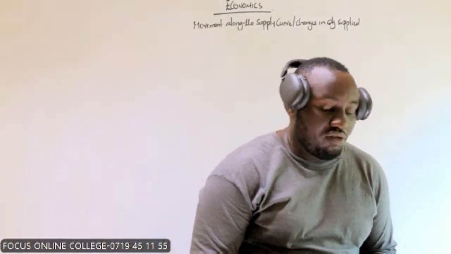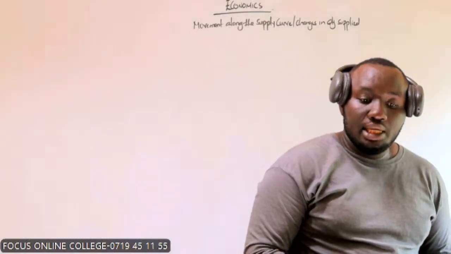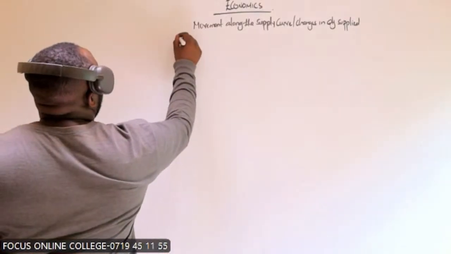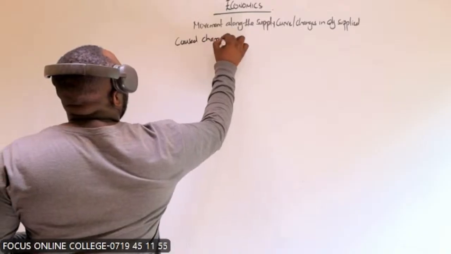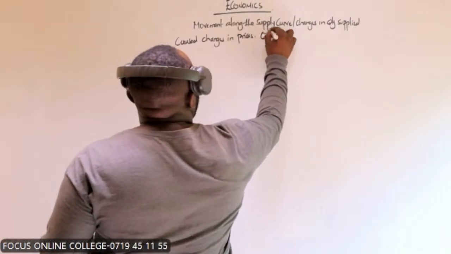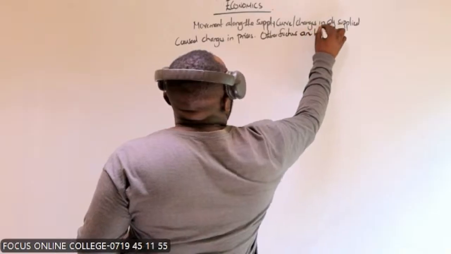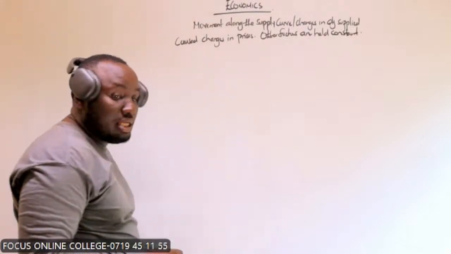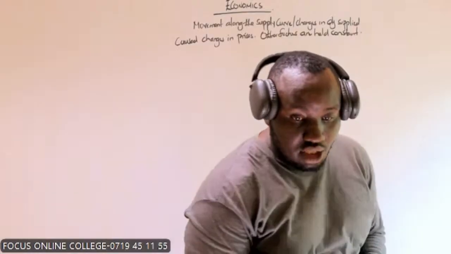So number one, at the back of our mind, when you talk about movement along the supply curve, so changes in quantity supplied, it is basically caused by changes in price. That implies that other factors are held constant.